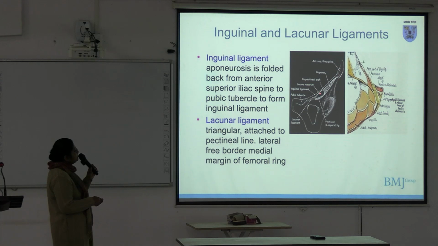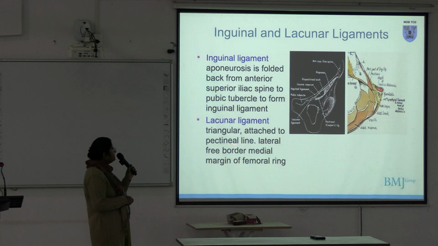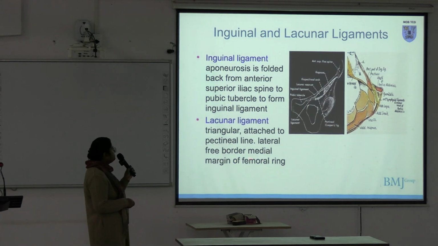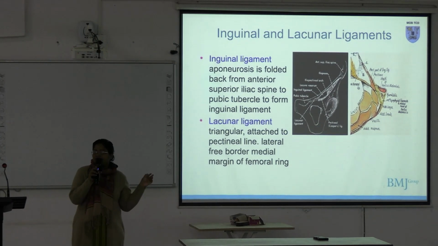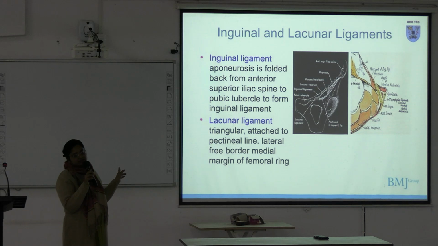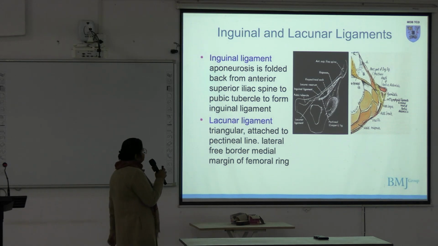Okay, and this is the lacunar ligament. This triangular extension from the inguinal ligament is the lacunar ligament, and here lies the reflected part of the inguinal ligament. This black portion is the lacunar ligament, and here is the reflected part. Lacunar ligament is triangular, attached to the pectineal line, and its lateral free border is forming the medial margin of the femoral ring. Femoral ring you have read during femoral sheath. So the lacunar ligament was forming a boundary of the femoral ring.